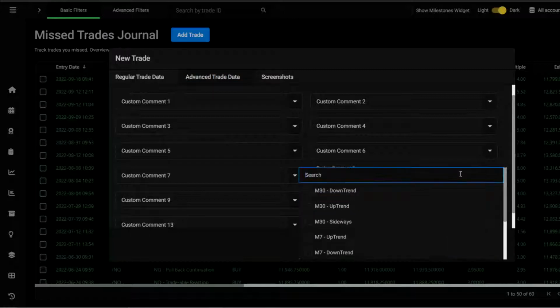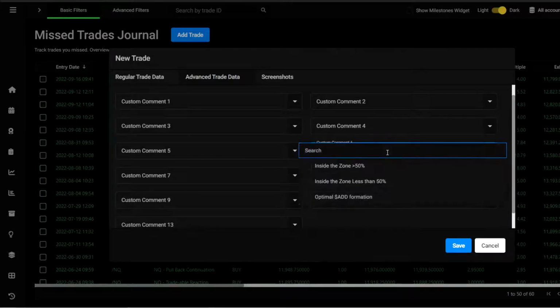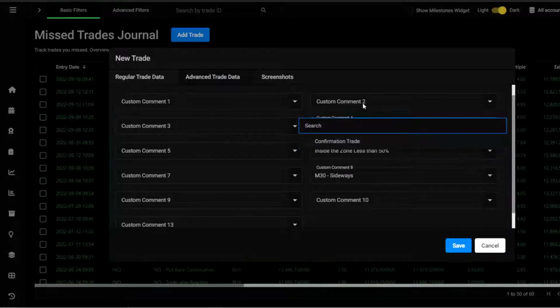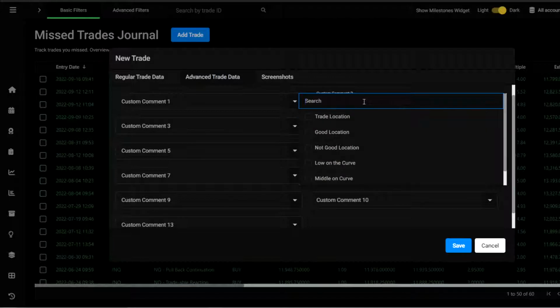It's not necessary. The 30-minute was sideways. It was inside the zone, not at all. It was not a limit trade location. It was not a good location though. It was middle of the curve.